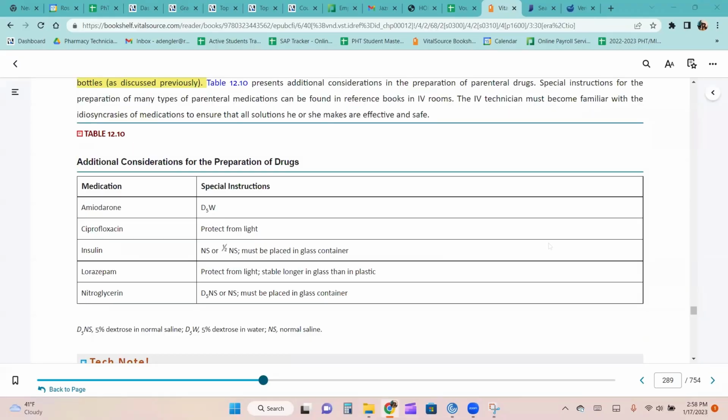Table 12.10 shows additional considerations for the preparation of drugs. Amiodarone can only be mixed in D5W. Ciprofloxacin should be protected from light. Insulin, normal saline or half saline must be placed in a glass container. Lorazepam should be protected from light, and is stable longer in glass than in plastic. And nitroglycerin should be in D5NS or NS and must be placed in a glass container.